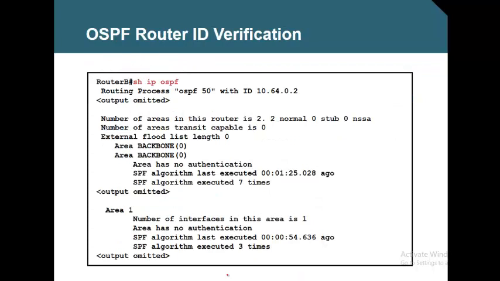Some verification commands. When you type show ip ospf, it's going to show you that on this router there's an OSPF process called 50 running, and there's a router ID taken, 10.64.0.5, and you can also see that the number of areas in the router is 2. Okay, this is an ABR. Yeah, there is area 0 and area 1. This is an ABR router.